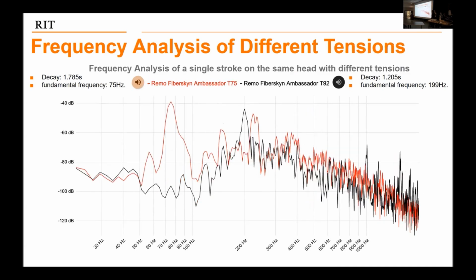But then we also have differences in tension. So these were graphs of different tensions in a single stroke. We have both Remo Fiberskin Ambassadors at 2 different tensions, one at 75 and one at 92. So you have huge differences in the fundamental frequency, 75 and almost a doubling to 199.